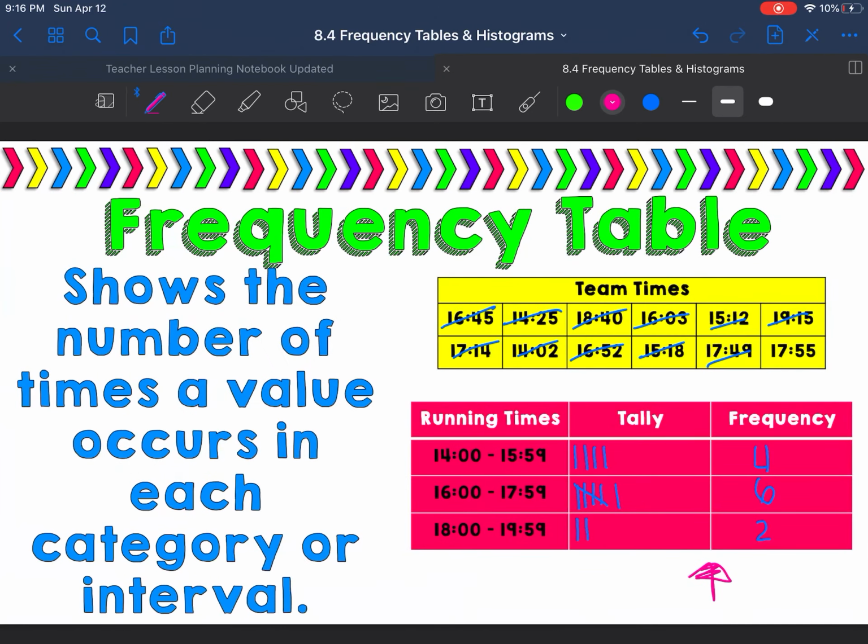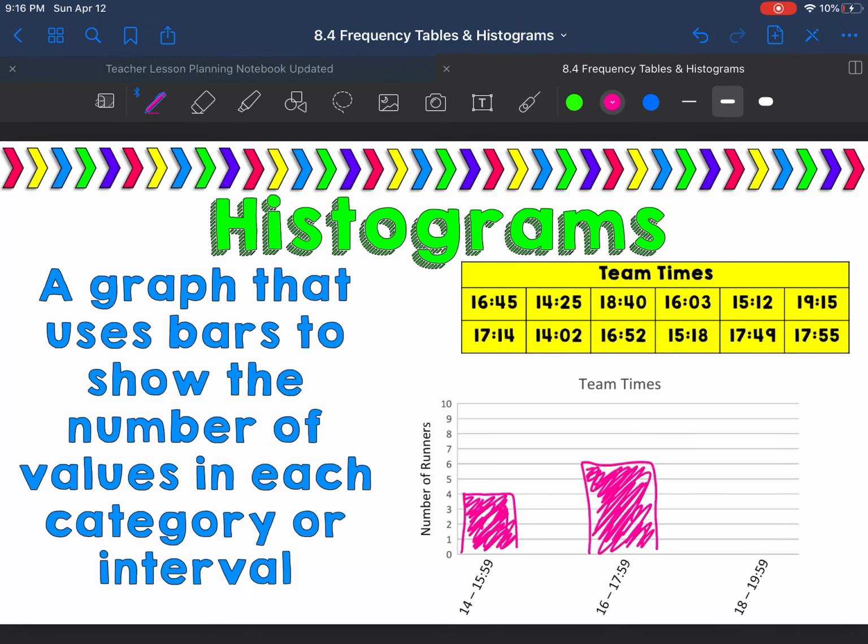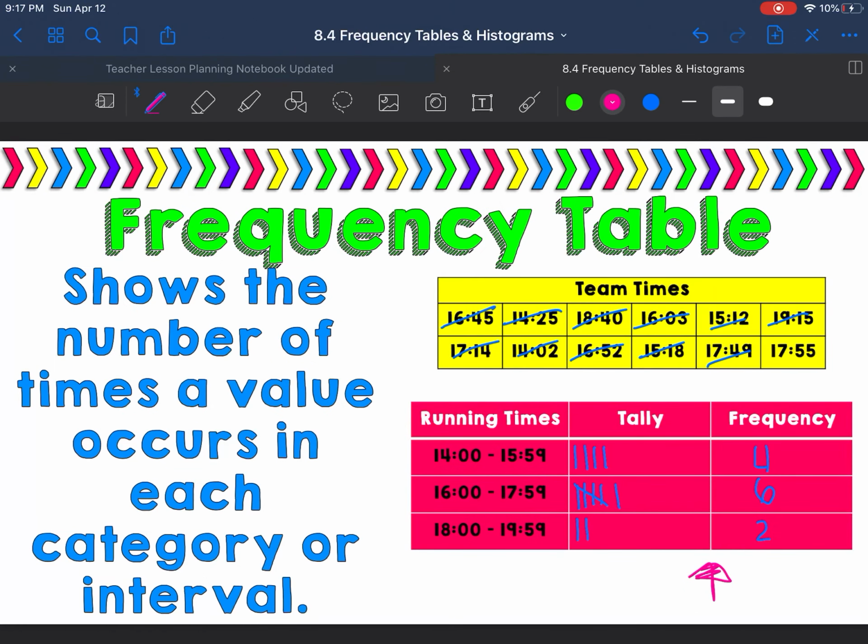My bar, and I'm going to just scribble it in a little bit. Don't need to be perfect. And then finally, my last category, 18 minutes to 19:59 minutes, I only had 2 runners. So I just need to come here to 2. Graph my 2.